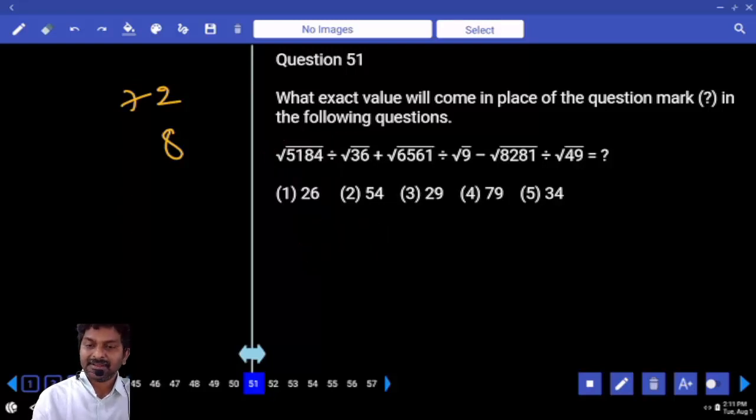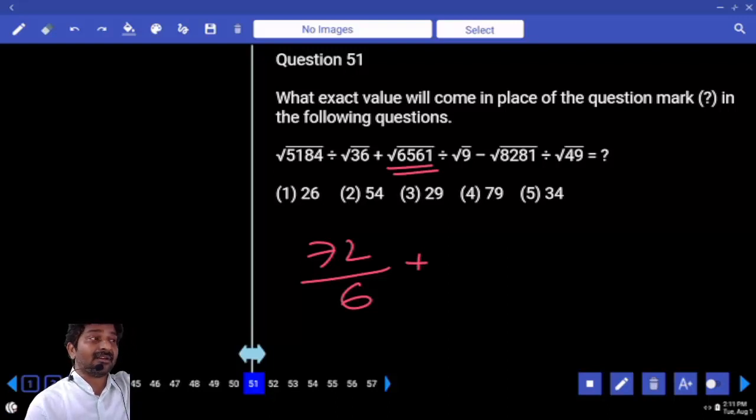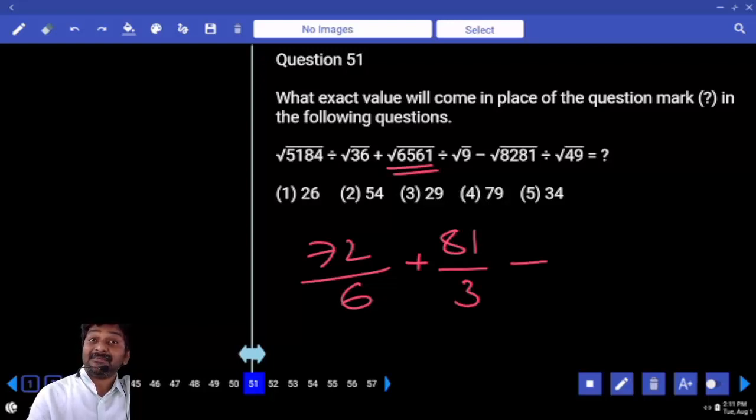72 divided by under root of 36 plus, which square ends with 1? Either 1 or 9. What is 80 square? Our number is a little bit more than 6400 and close to it. So it has to be more than 80. It has to be 81, divided by 3 minus. What is 90 square? This number is nearby 8100 and more than that, and ending with 1 only. So it has to be 91 divided by 6.